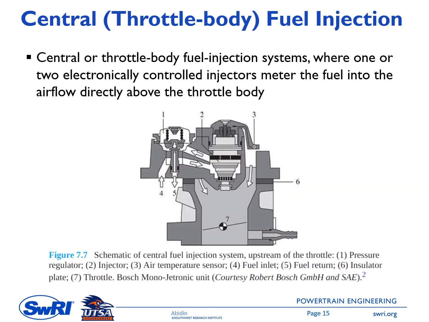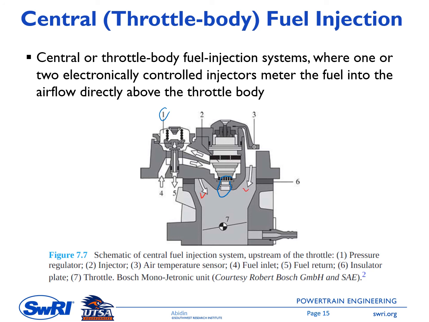Next one is looking at central fuel injection or SPI, single point injection. Usually this fuel injector is controlled electronically, and the fuel is injected into the airstream. This injector is upstream of the throttle plate. This figure shows the schematic of this central fuel injection system. Number one here is the pressure regulator, this is the injector tip, and this one is the airflow, so the air flows through this one and this one.